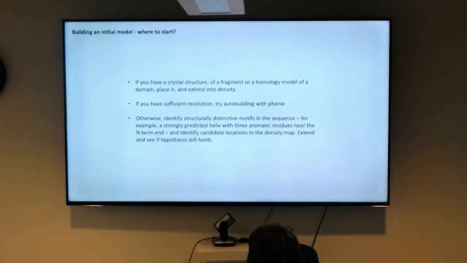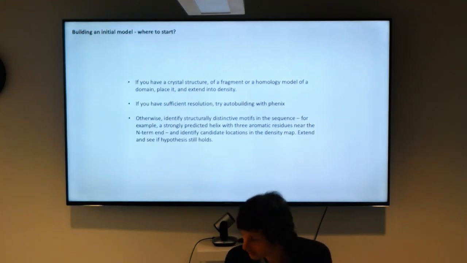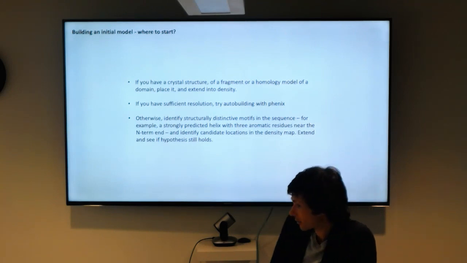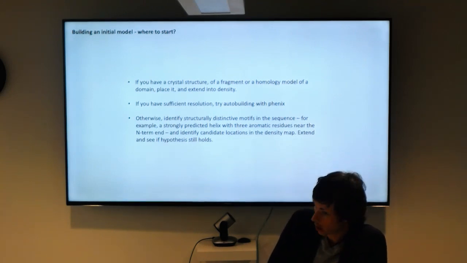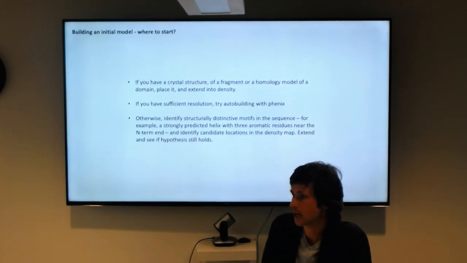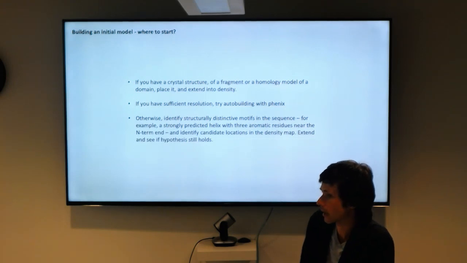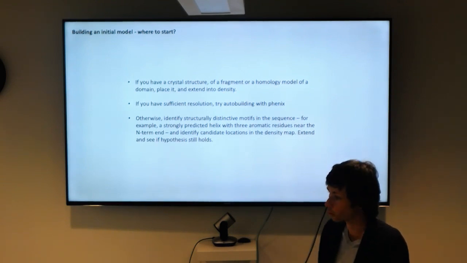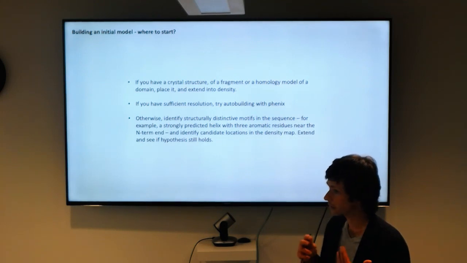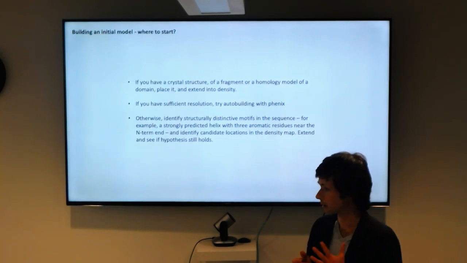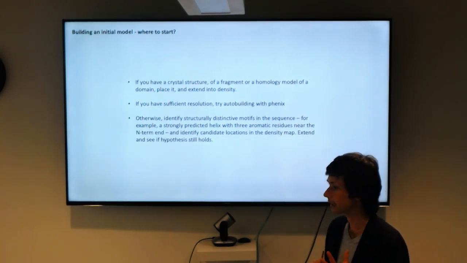So where to start with building an initial model? We've already more or less covered this, but basically there are a couple of different situations. If you have a crystal structure or a homology model of a region of the sequence, that is always the best place to start. And I would start by trying to place that in real space using Chimera and then extending out from there. And if you have really good resolution, then by all means try auto building with Phoenix and see whether you get anything that looks sensible. The auto building routine in Phoenix has got a lot better recently, like in the last month or so. So it's well worth trying again if you haven't tried it for a while.